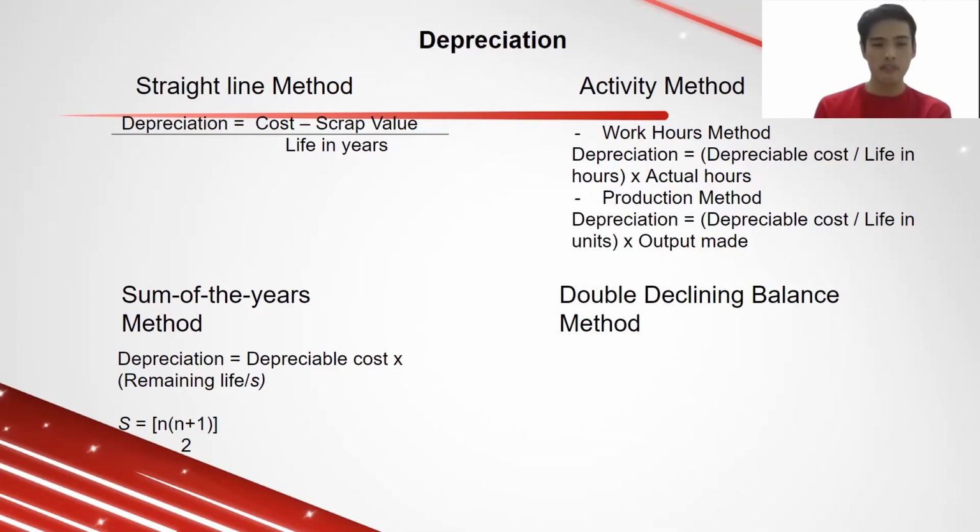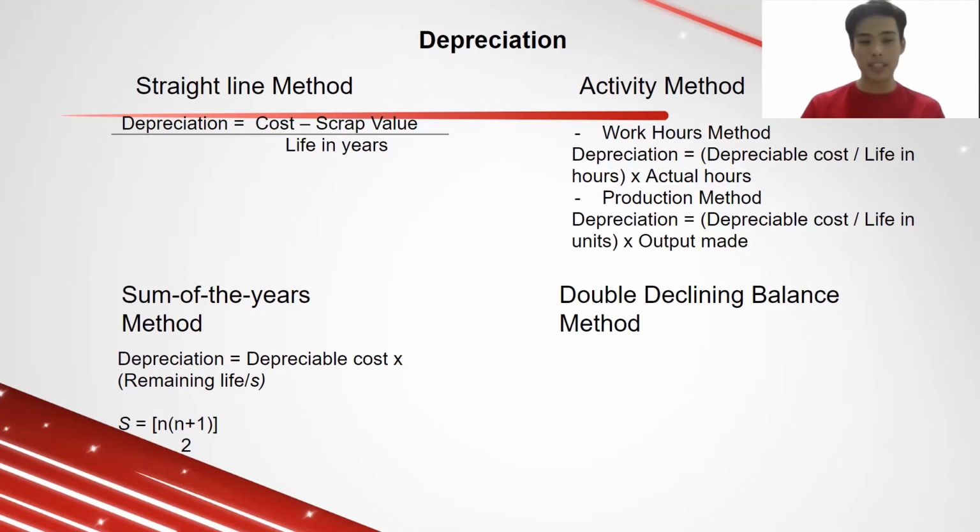Say you're looking for the remaining life of a 5-year life asset. In its first year, the remaining life is the full 5. In its second year, it's 4, then 3, and 2. It's like a backwards count. And then the S stands for the sum of the years, which is literally the manual sum, the adding of the estimated years.